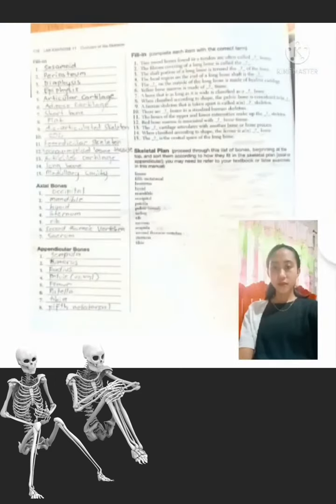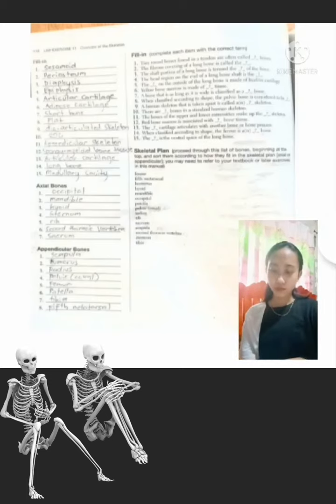Next, the fill in the blank. Number 1. Tiny round bones found in a tendon are often called blank bone. The answer is sesamoid. Number 2. The fibrous covering of a long bone is called blank. The answer is periosteum. Number 3. The shaft portion of a long bone is termed the blank of the bone. The answer is diaphysis. And number 4. The head region on the end of a long bone shaft is the blank. The answer is epiphysis.